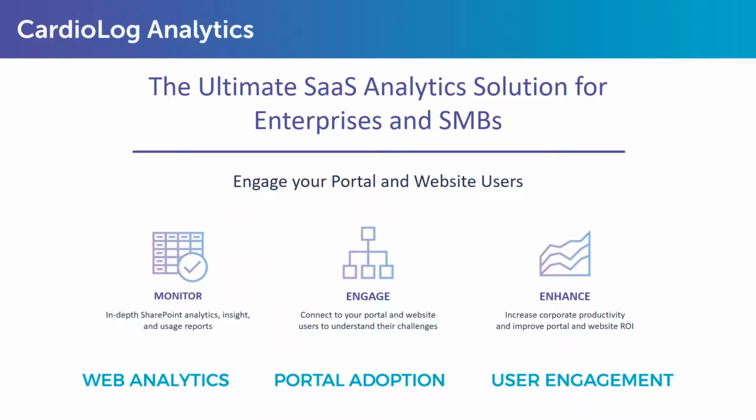Now, since you're already using CardioLog Analytics, you'll know that our goal is to help our customers constantly improve SharePoint based on how it's being used. So there are three main pillars that we talk about. As you know, the first is to monitor, which is tracking the usage within SharePoint. The second is engaging users, asking them what their needs are, what their pain points are, and what's not working for them. And then finally, the most important pillar is to enhance, improving SharePoint based on those two pillars. And the idea is to have actionable metrics which will allow us to constantly make SharePoint better for our users.